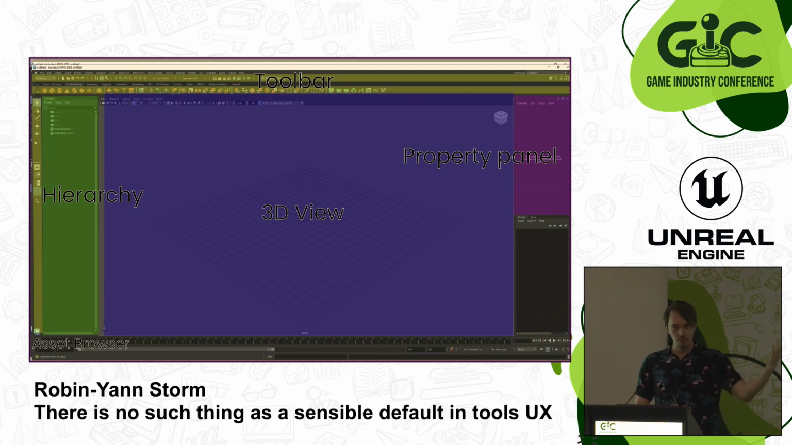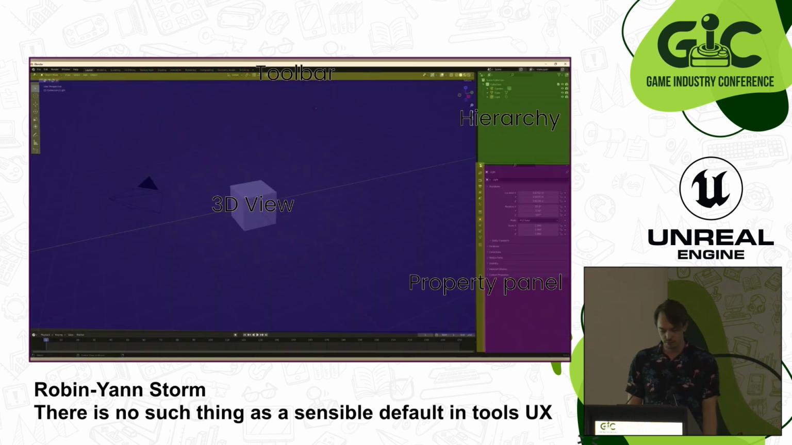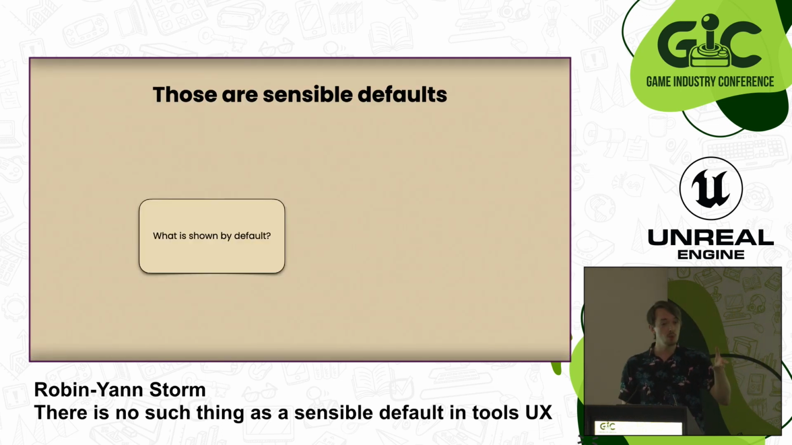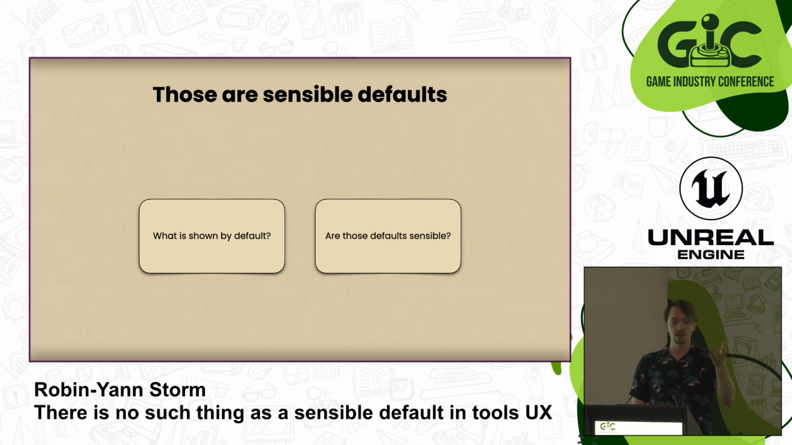And of course, new kid on the block, the hotshot, Blender. Very similar kind of setup, lots more toolbars in this case, but sort of same kind of things that you see. Now what are those? Those are sensible defaults. It's basically what is shown by default, and are those defaults sensible? And the answer to the second question, of course, is no.